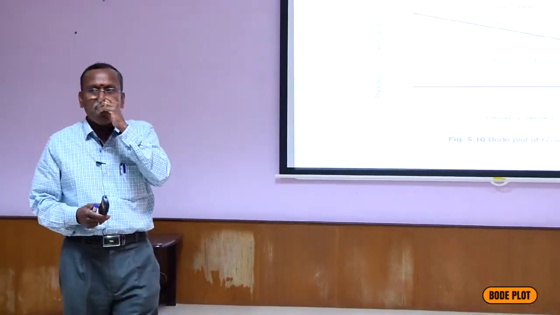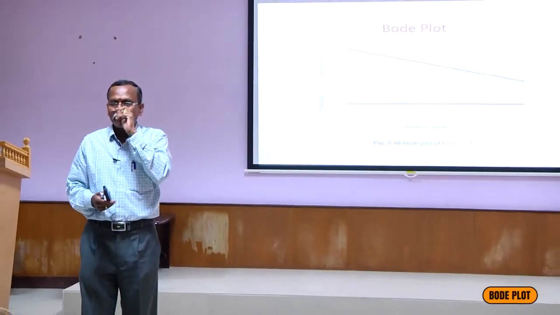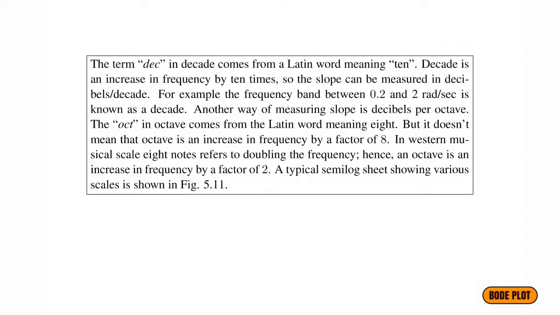Suppose it is an octave scale. It means the frequency is multiplied by 2, not 8. The frequency is doubled means 1 octave. If omega equal to 1, then omega equal to 2 is 1 octave. Omega equal to 2, then omega equal to 4 is 1 octave. Omega equal to 10, then omega equal to 20 is 1 octave. 0.5 to 1 is 1 octave.